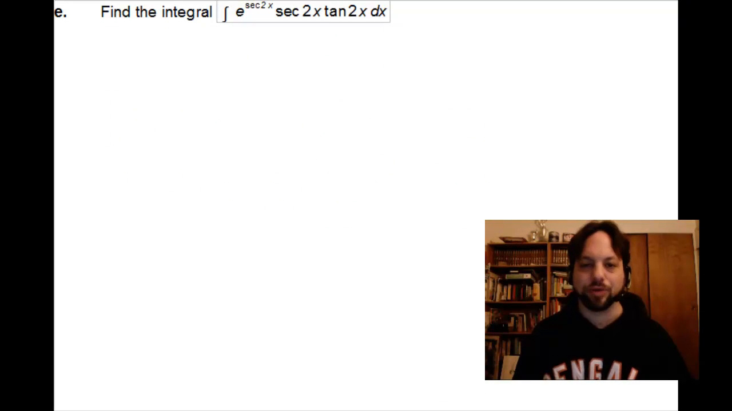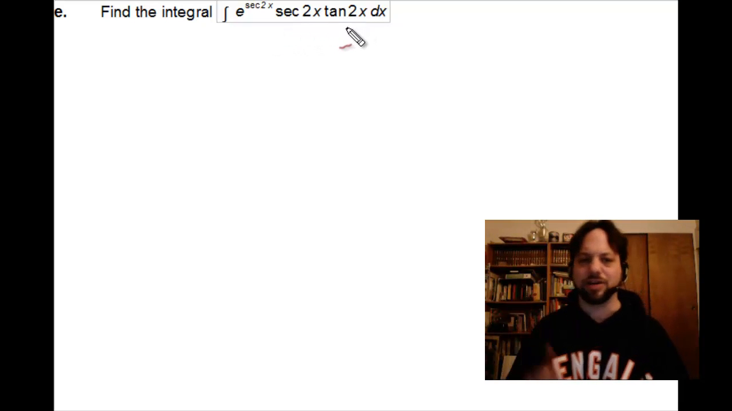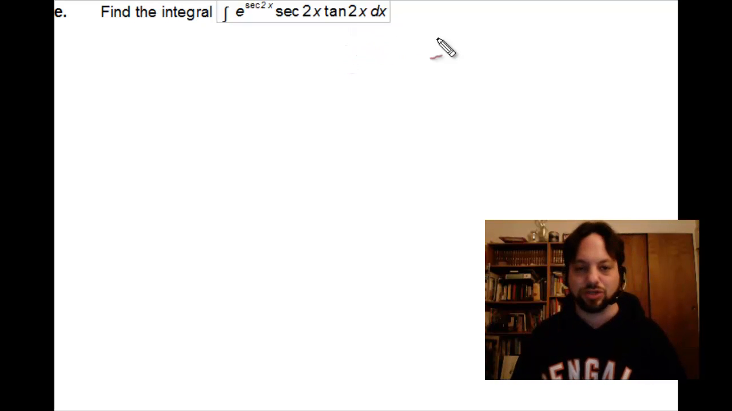Wow, example E looks brutal. Look at all this. We have a secant 2x in the exponent. We have a secant 2x and a tangent 2x hanging out here. This looks terrible. Until we do our u du substitution.